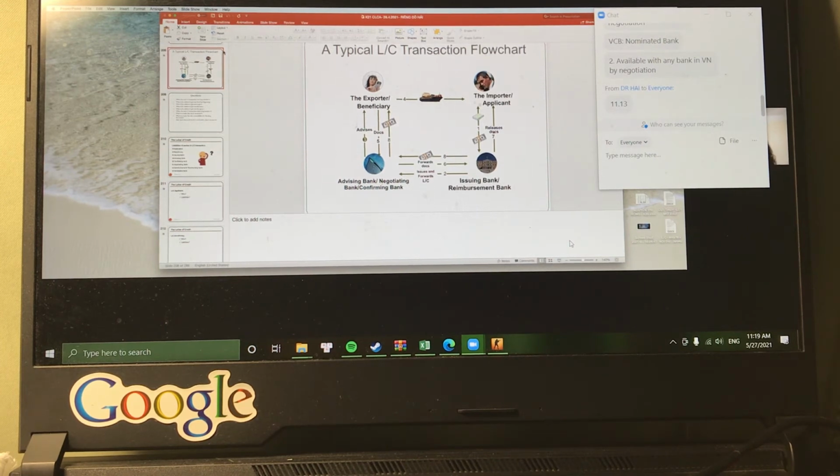Transfer or send the LC to the issuing bank. So there are 2 actions here in step number 2. First one is issues letter of credit, creates bills, establish an LC. And then the second action is send to, transfer to advising bank. It is step number 2.